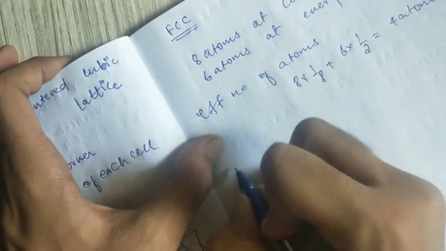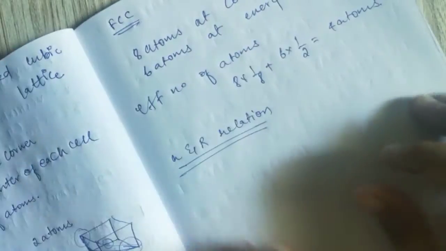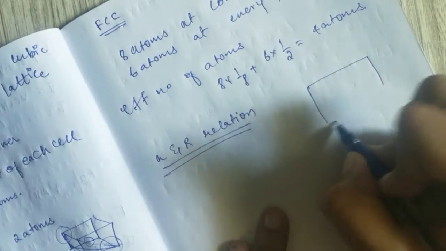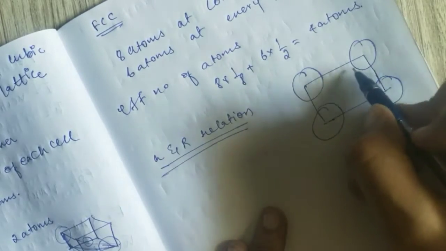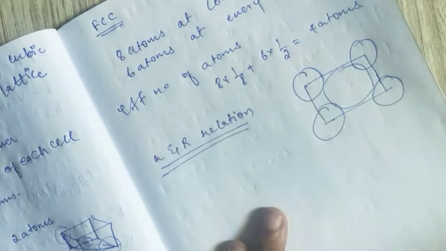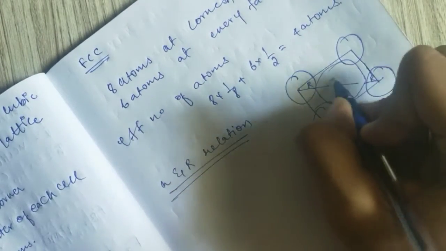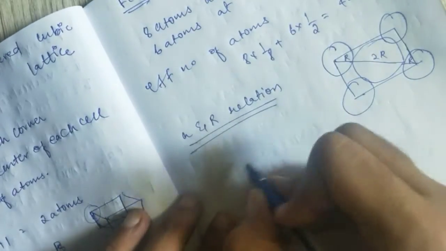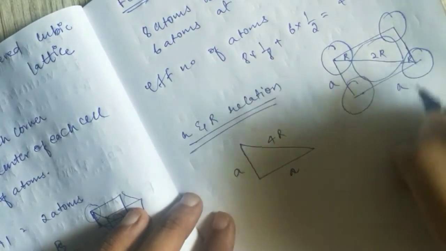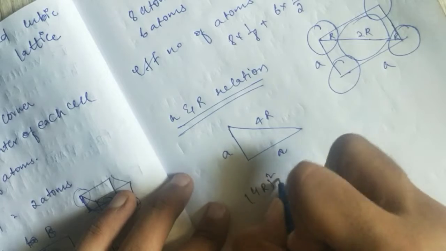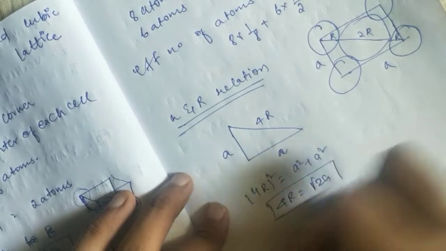For this, the a and r relation we need to know. If I take one face, here is one atom, here is one atom, here is one atom, here is one atom. In the face there is another atom. Okay, all are in the same dimension. You need to understand, this is r, and this is 2r. Okay. If I draw clearly, this is 4r, this is a, and this is a. This is the dimension of the unit cell. And 4r whole square is equal to a square plus a square. So 4r is equal to root 2a. This is most important.